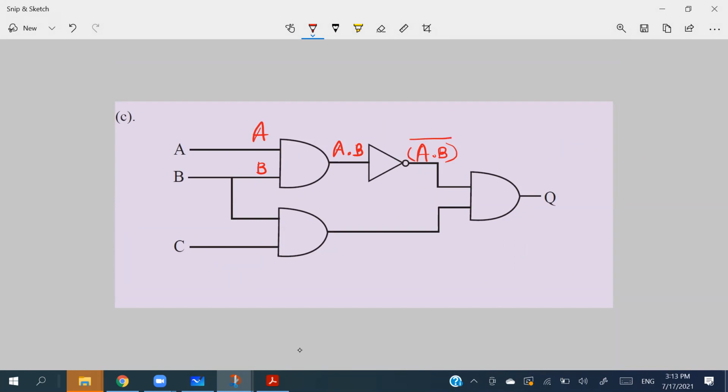And from this side, this is going to be B and this is going to be C. So this is going to give me B dot C. It's better you have the brackets. And now the last one is an AND gate. So it is doing a multiplication. So it's A dot B bar dot B dot C. Right, so that is going to be the final answer.